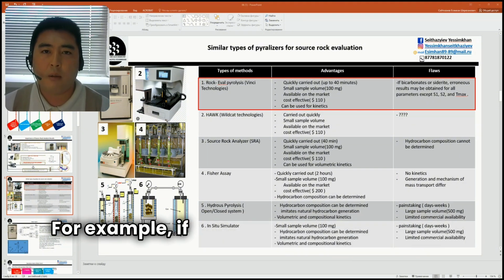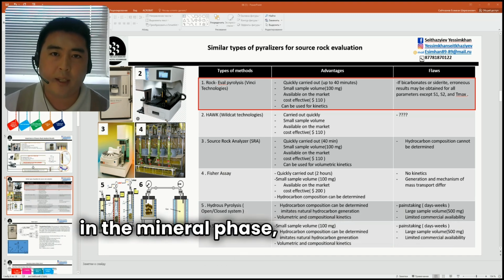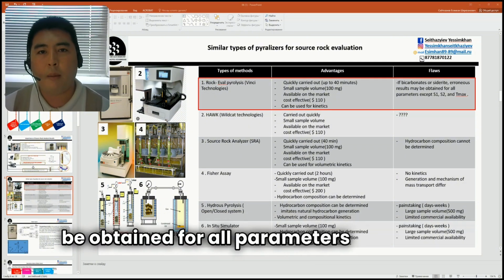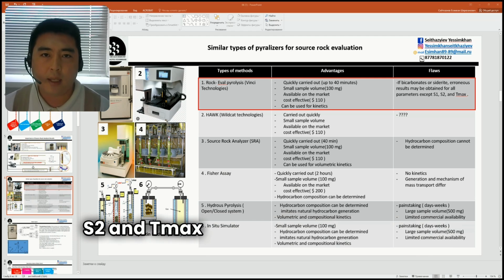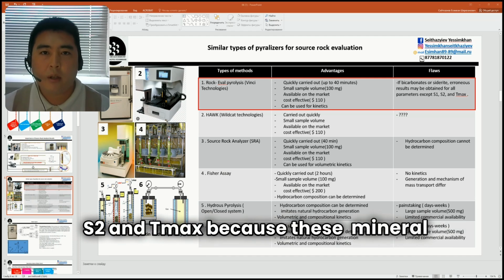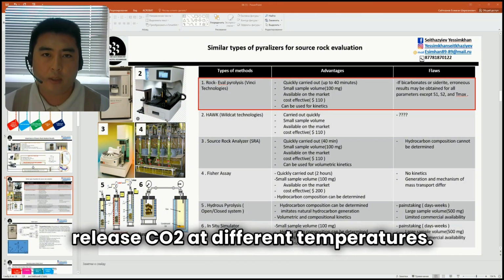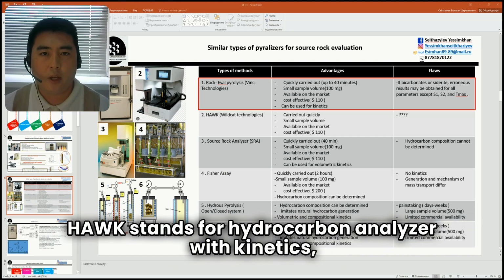For example, if bicarbonates or siderite are present in the mineral phase, then erroneous results may be obtained for all parameters except S1, S2, and Tmax, because these mineral phases release CO2 at different temperatures. HOC stands for hydrocarbon analyzer with kinetics.